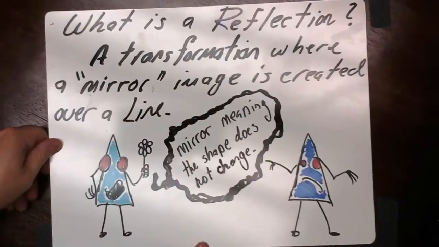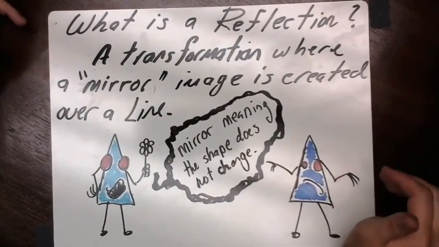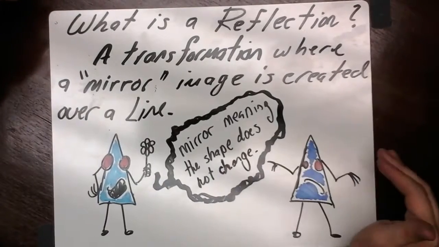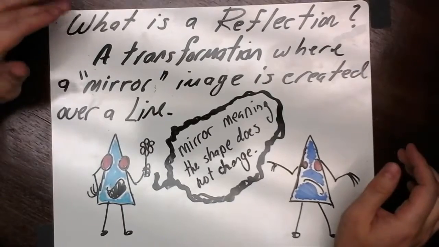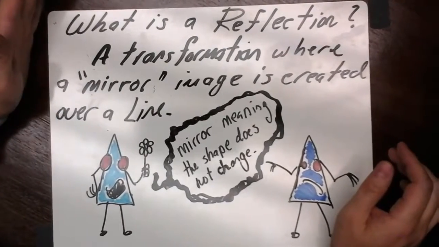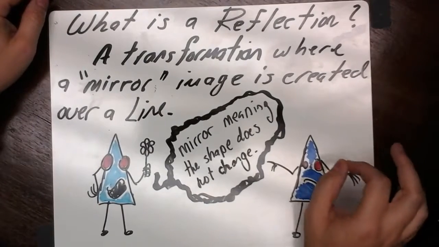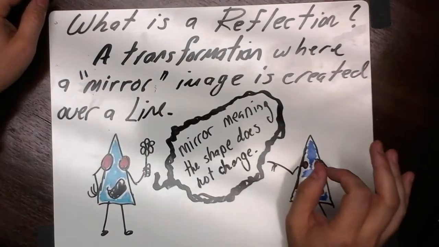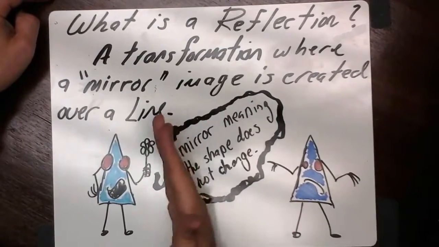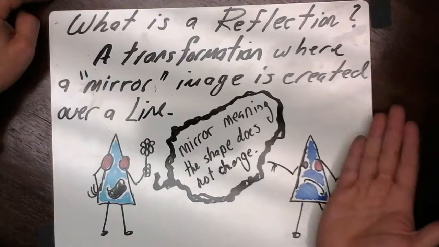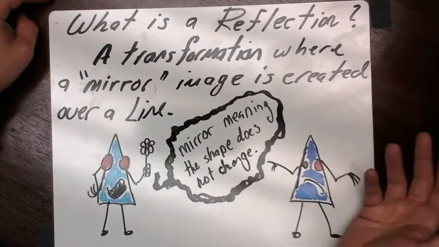Okay, first, what is a reflection? A reflection is a transformation where a mirror image is created over a line. In this particular case, we're talking about the x and the y-axis. It's important to understand what they mean when they say mirror image. We're talking about the shape not changing in any way. It's just literally reflecting over that line that we're reflecting over.